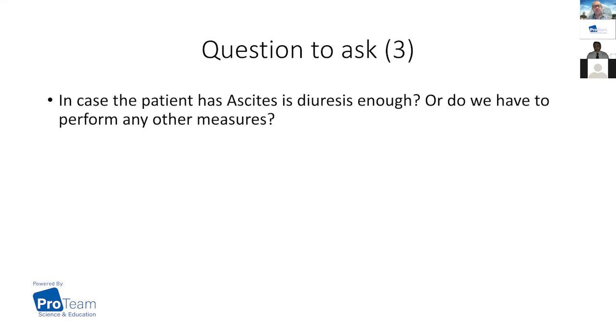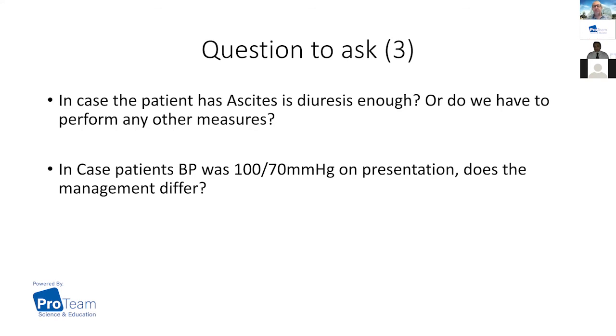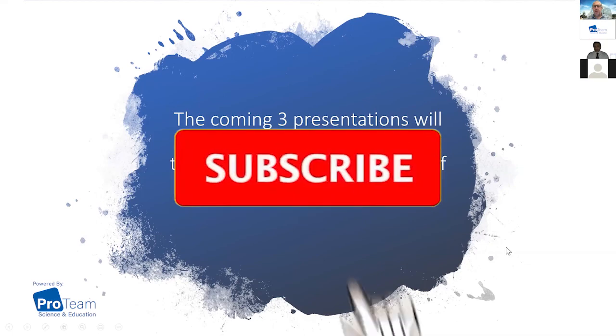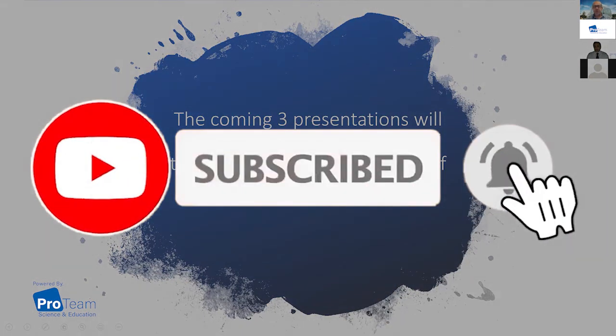A last couple of questions. In case the patient has ascites, is diuresis enough or do we have to perform a peritoneal tap? And in case his blood pressure was not 160 but 100/70, does that differ in the management? I will end here my clinical case, and hopefully in the coming 3 presentations, this will help us direct the management of this patient and answer most of these questions that were raised.